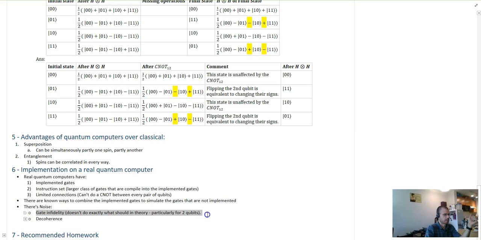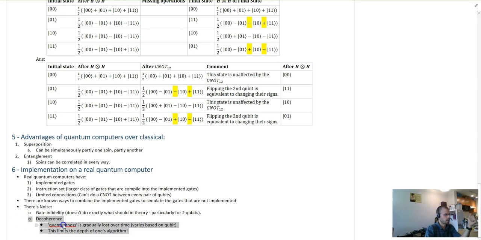And as I was mentioning, there's some noise. The gates aren't perfect. And quantumness, where spins are totally correlated and whatnot, is gradually lost over time, apparently. And so this limits the depth of your algorithm, because you need to be able to quickly get through all your instruction set before these effects become too significant.